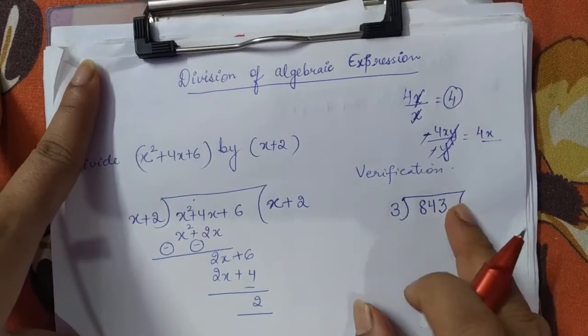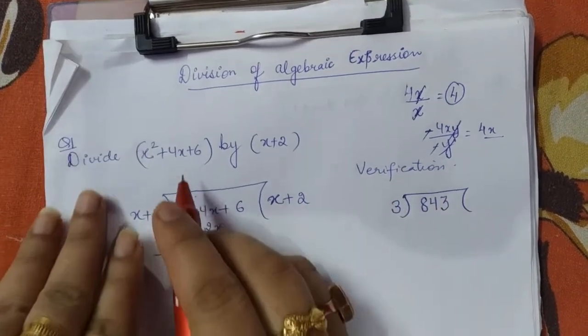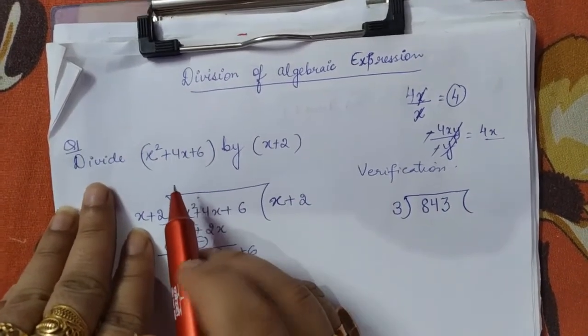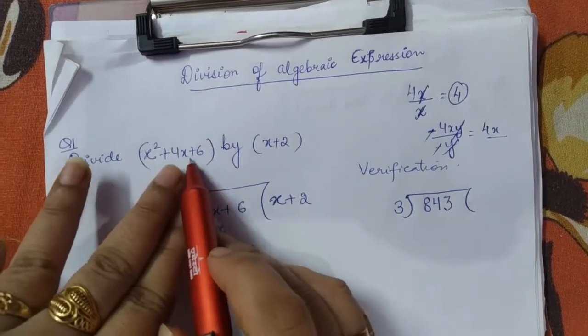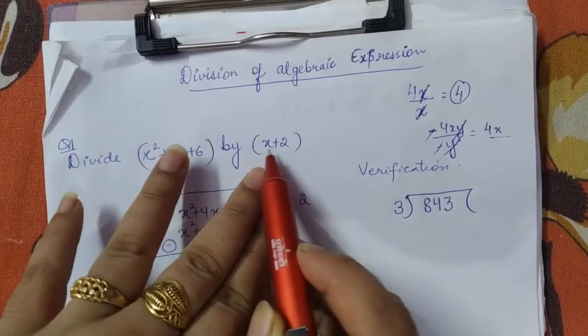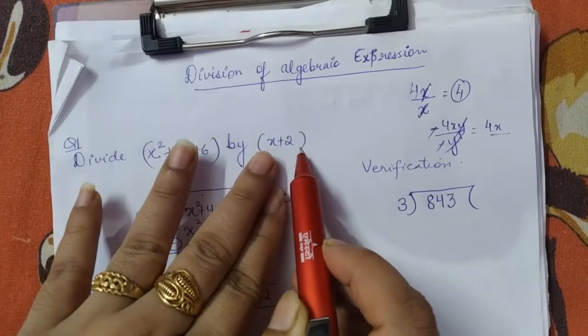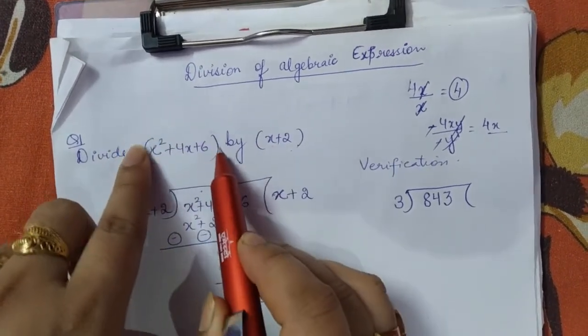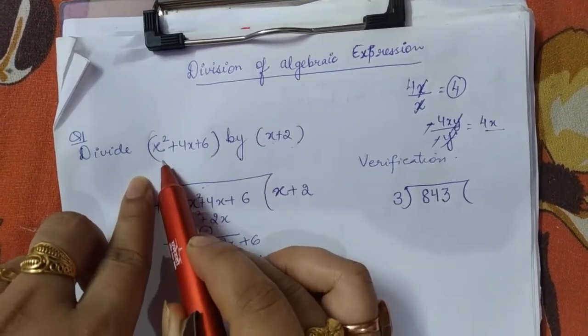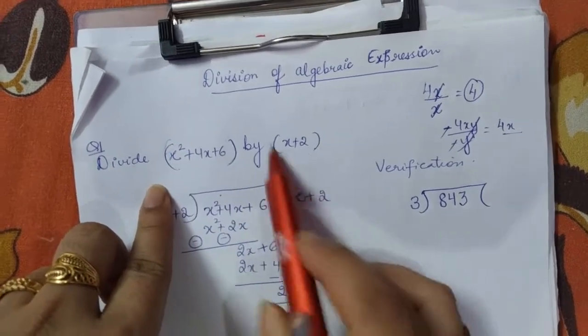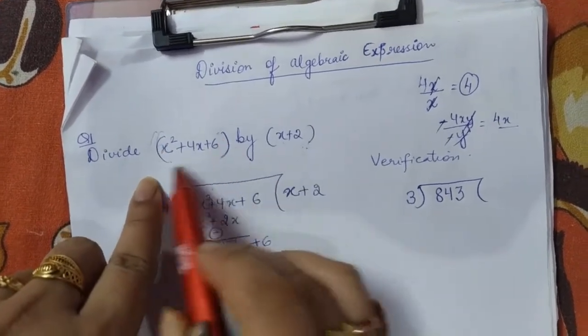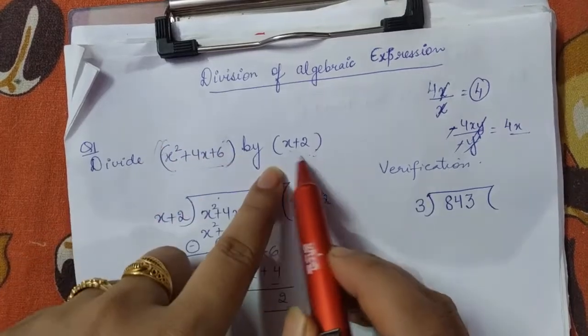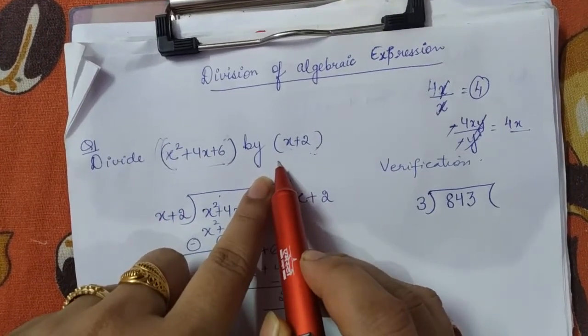This is one example. Similarly, I was given a question in algebra: divide x square plus 4x plus 6 by x plus 2. As I always say, please have a habit of packing the terms. Whenever it is an expression, please try to pack them in brackets. So this was one expression packed in a bracket, and this is the other one packed in a bracket.